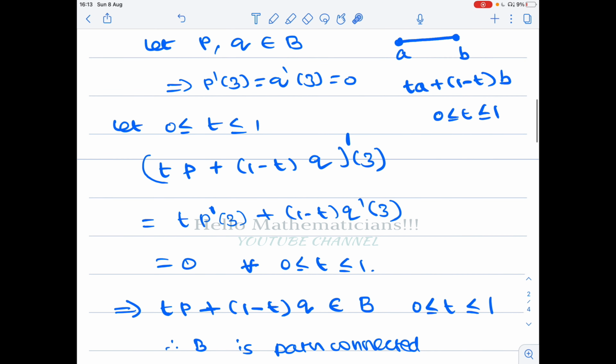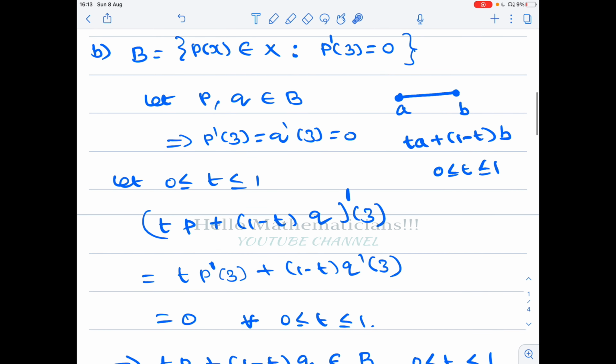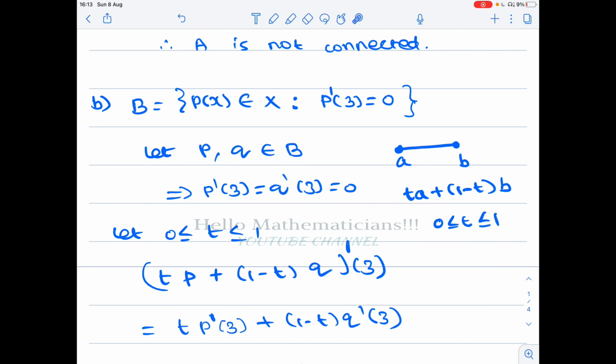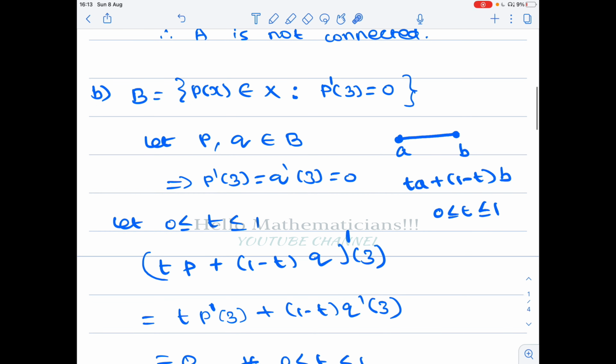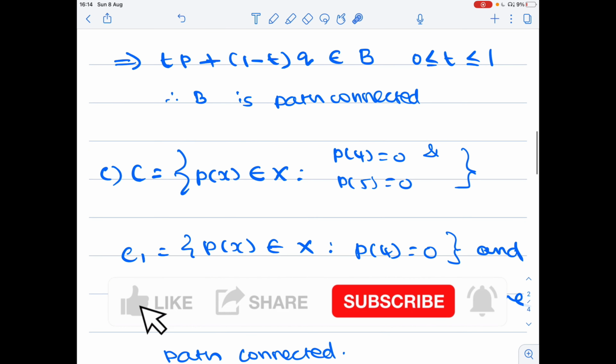Okay, so now this is t times p prime of 3 plus (1 minus t) times q prime of 3 by definition. So this is 0, this is 0, so overall we get 0. Therefore, tp plus (1 minus t)q also has derivative evaluated at 3 equal to 0. Therefore, given any two points here, the line joining those two points also belongs to B. Therefore, B is path connected. Okay, let's come to C.